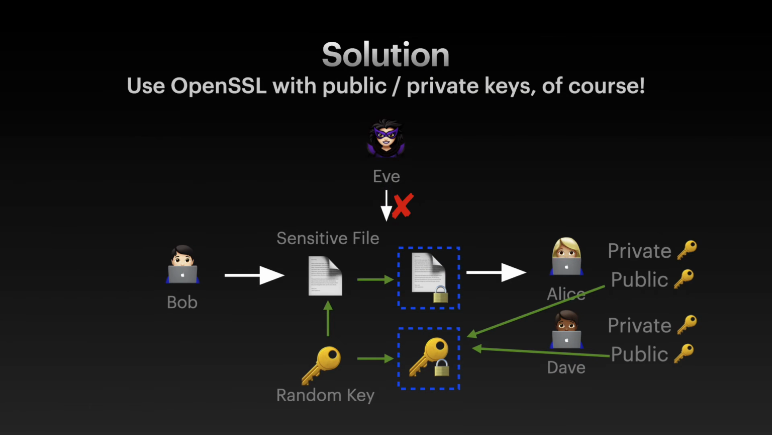To do so, we're going to use, on our Mac or on a Linux machine, the OpenSSL utility. Now, the problem with this utility is that it can only encrypt small files with public keys. So we're going to use a little trick here.